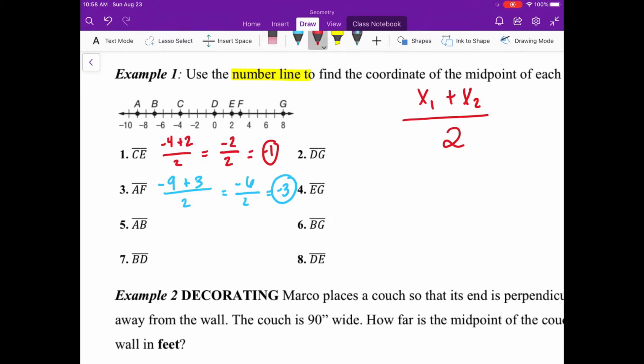Right, number 5, we're looking at segment AB. So A is at -9 here, plus B is right here, looks like it's at -7, divided by 2. The reason why I put parentheses around -7 is just to make sure I don't get confused with the plus and the negative. So if I add that, that's going to give me -16 in my numerator divided by 2. So my final answer is a -8.